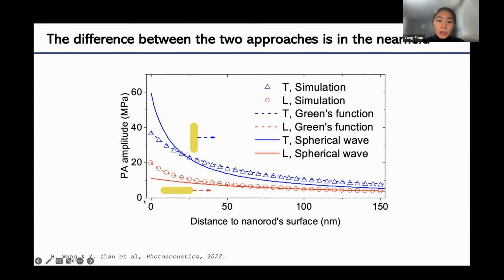It also is different in the near field from the spherical waves. If you're in the far field, you may simplify these photoacoustic waves as spherical waves. However, in the near field, these are not spherical waves, because as you go closer, for example in this region, like 20 nanometers, your spherical approximations and also the Green's function approximations start to break down. That's because the size of the particle, the pulse, and these near field interactions have started to become more prominent.